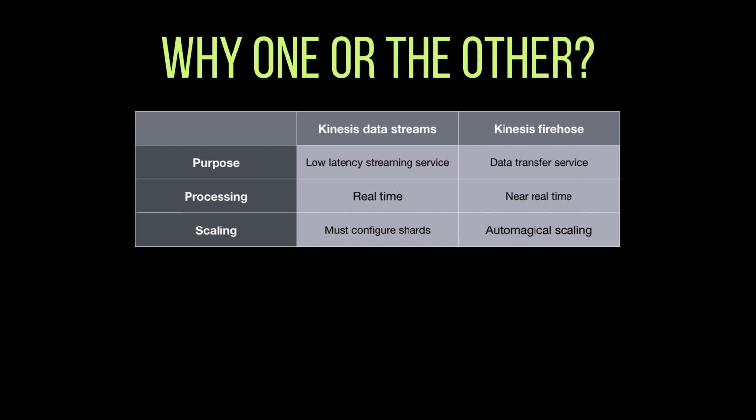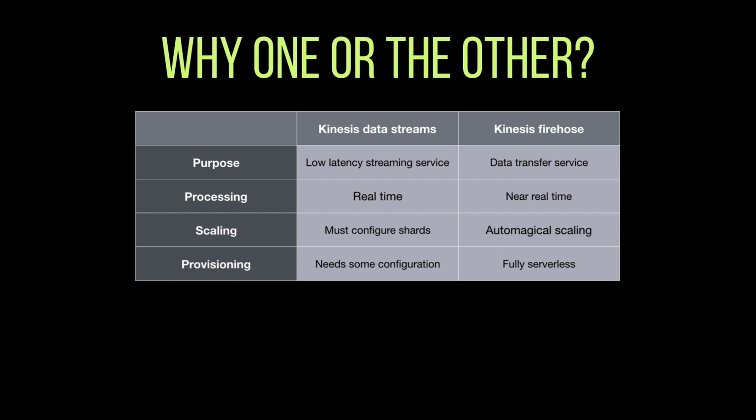For scaling, in Data Streams, you need to know how many events are coming into your stream, and you need to configure the shards. If more data is coming, you need to reconfigure the shards later to tolerate that much traffic. For Firehose, it's automatic. It grows and shrinks with the demand automatically. Then we will talk about provisioning. When it comes to Data Streams, it's a managed service, but you need to configure the shards. But for Firehose, it's fully managed, no configuration needed.